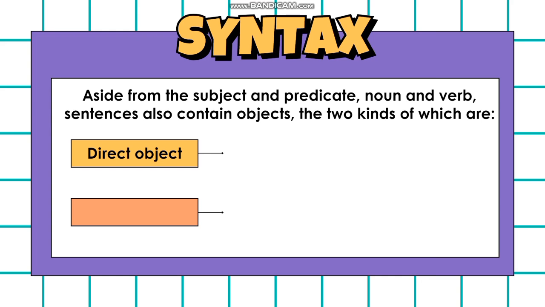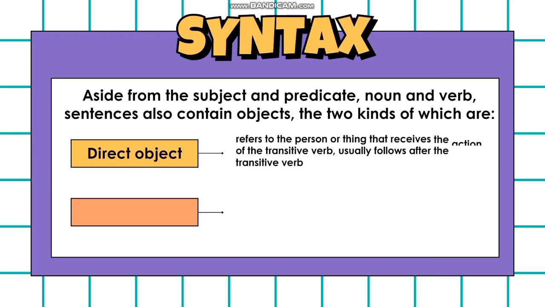First is with the direct object. We have discussed in the previous slide that direct object refers to the person or thing that receives the action of the transitive verb and usually follows after the transitive verb. So in this sentence, he gave her a ring. The ring here is the direct object.